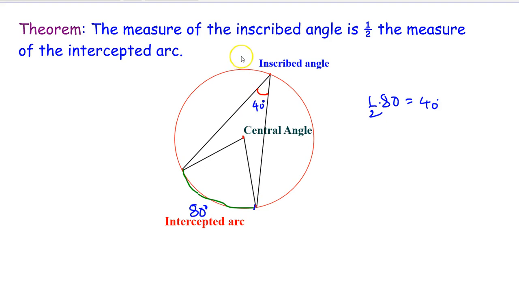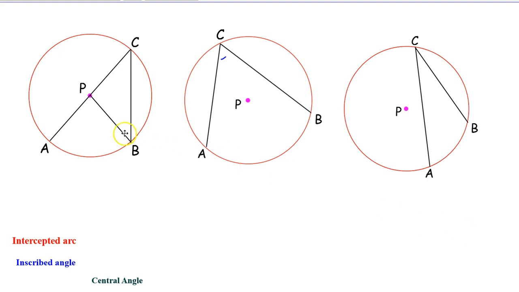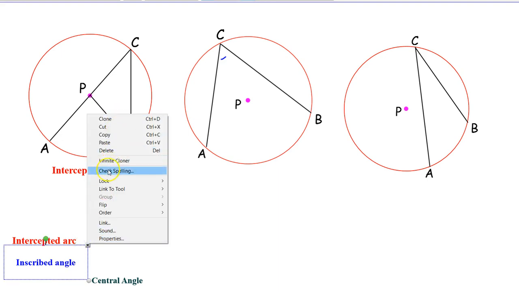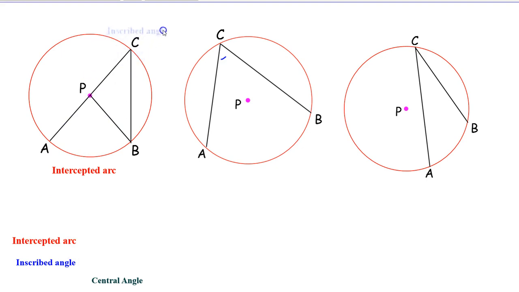Just now we observed, through the statement of the theorem, that the inscribed angle is half of the measure of the intercepted arc. Now these are the three different cases that we see with reference to intercepted arc and inscribed angle. In the first case, we see the intercepted arc AB and the inscribed angle, and the center of the circle is on one of the sides of this inscribed angle. P is on this AC.